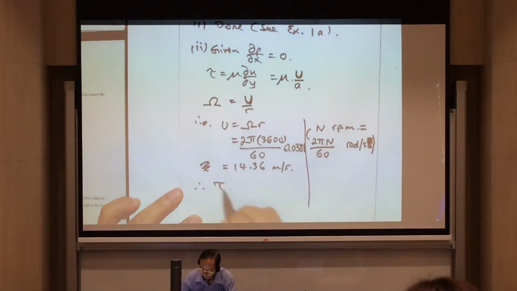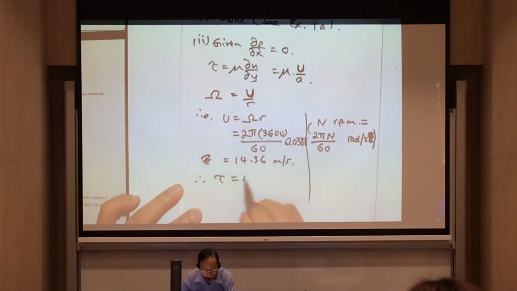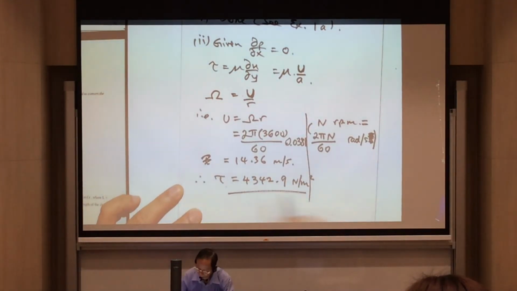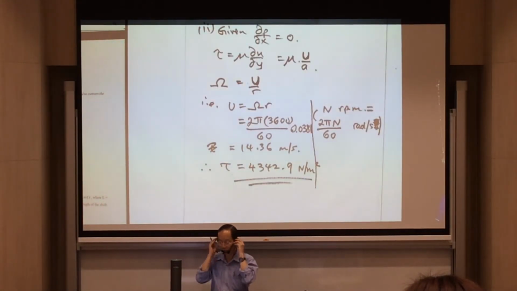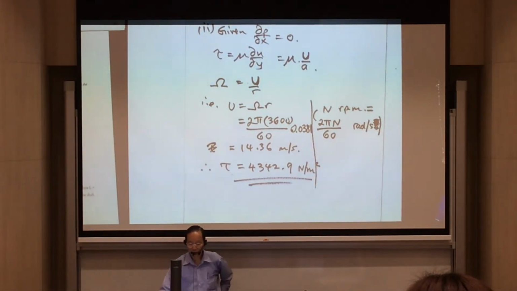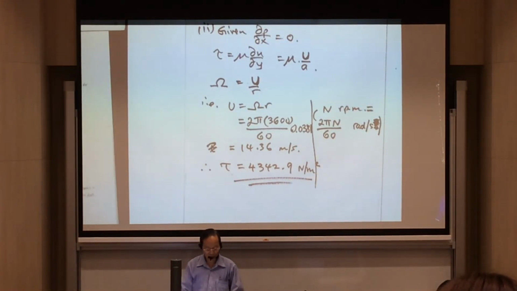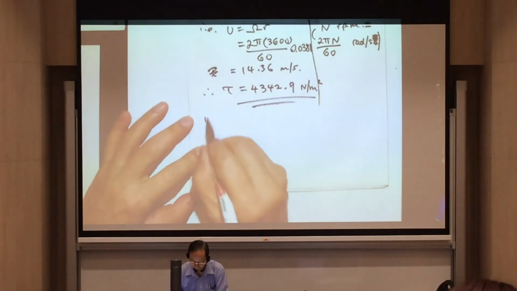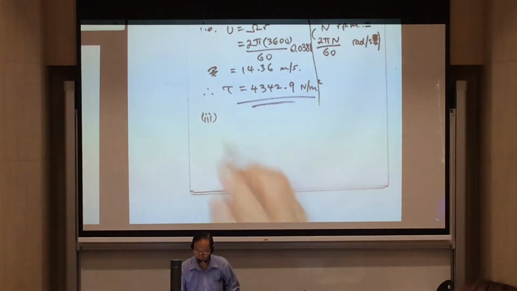Therefore, to substitute into your expression for tau, the shear stress, you get 4342.9 Newton per meter squared.